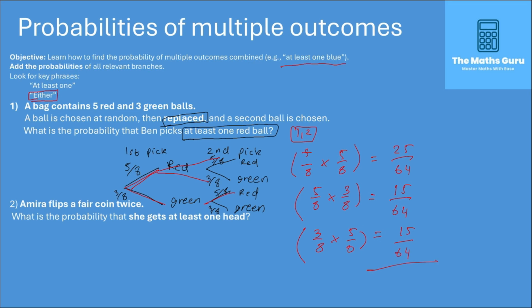Now, to work out the total probability of our question of at least one red ball, we now add these probabilities together, because these are all the combinations that we can get for Ben to choose at least one red ball. This is going to be 55 over 64 as our final answer.